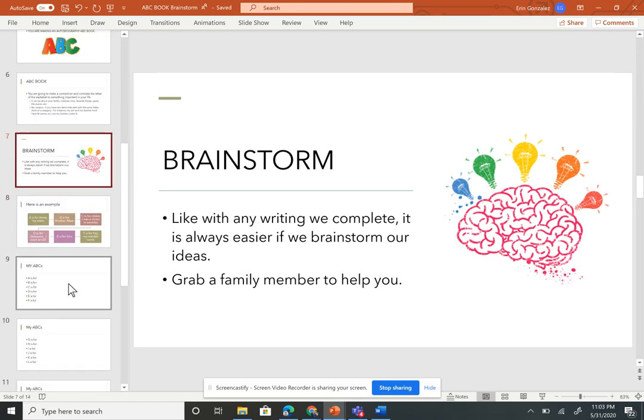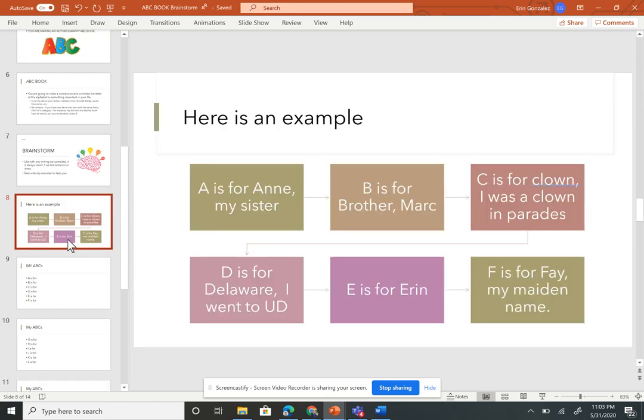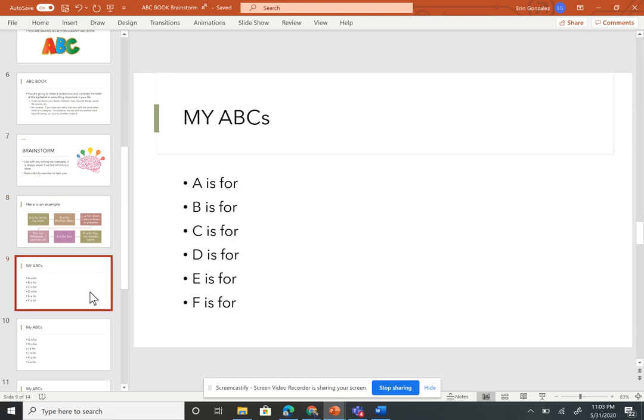Now, let me show you my example of here are my first 6 letters of my autobiography. So I have A is for Anne, she's my sister. B is for brother, my brother's name is Mark. C is for clown, I was a clown in parades, and I go over here to D. D is for Delaware. I went to UD. E is for Erin. That's my first name. And F is for Faye, is my maiden name. So now it's your turn.